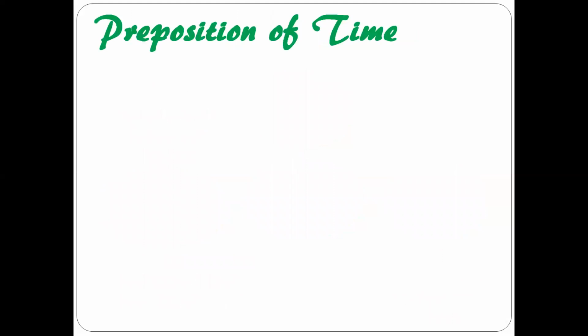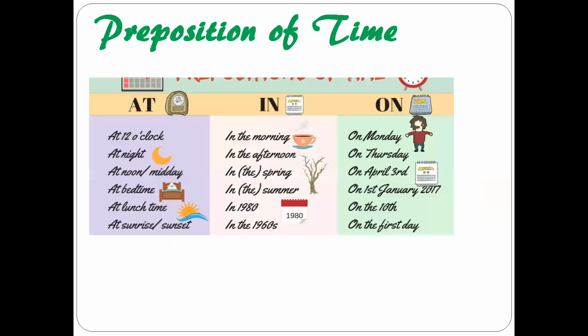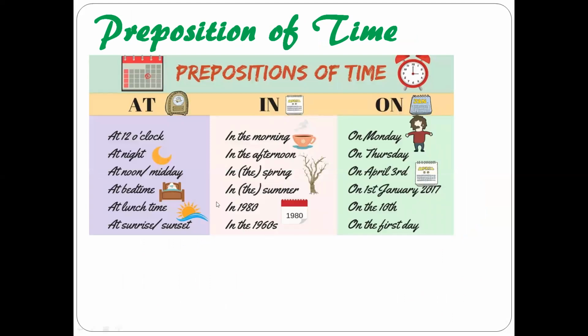Next is the preposition of time, and how we can use them. There are these three prepositions, at, in, and on, which are frequently used, but we sometimes get confused on where to use them. So understand one thing: when you want to talk about time, then we make use of at, like at 12 o'clock. I will meet you at 5 p.m., or we will have a meeting at 4 p.m.